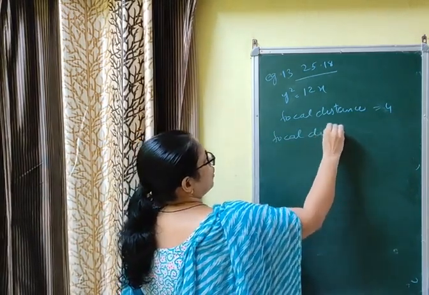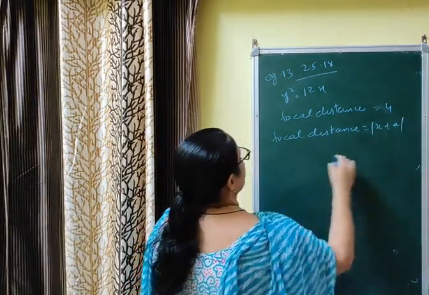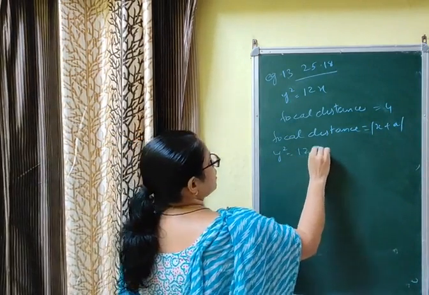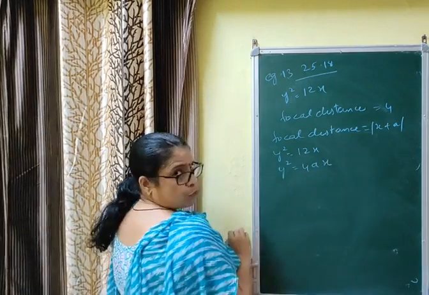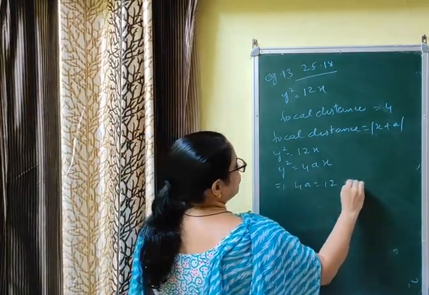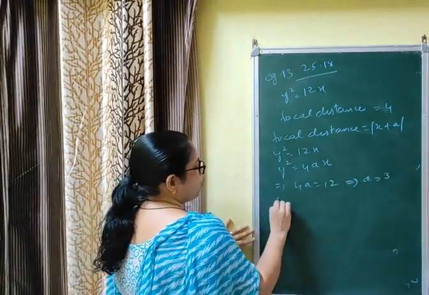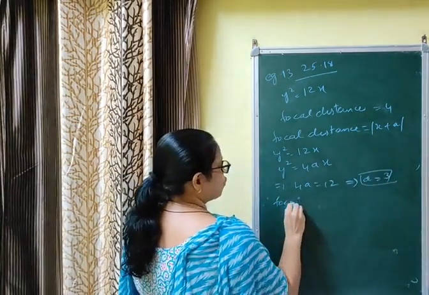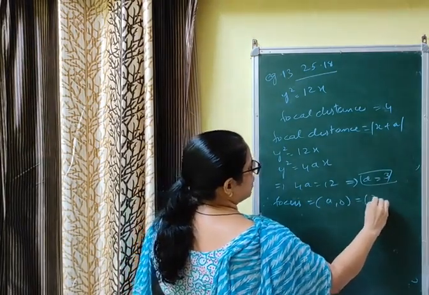Do you remember? Focal distance is equal to modulus of x plus a, where a is the focus. How can we find the focus? The parabola is y square equal to 12x. By comparing y square equal to 12x with y square equal to 4ax, you will get 4a is equal to 12, which implies a is equal to 3. Now, therefore, what is the focus? The focus is (a, 0), that is (3, 0).